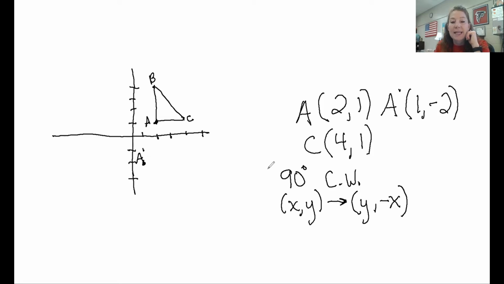All right, what about C? C is at 4, 1. So when I rotate it 90 degrees clockwise, my 4 goes to the back and becomes the opposite sign, and my Y value comes to the front and becomes my X value. So C prime is now at 1, -4. 1, 2, 3, 4. So there's C prime.